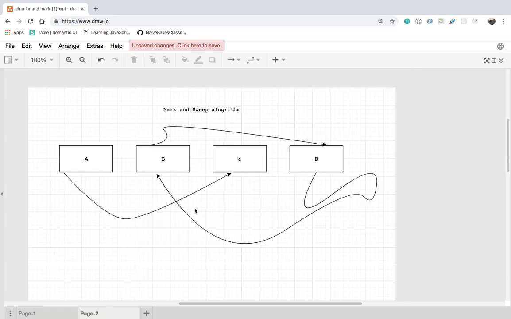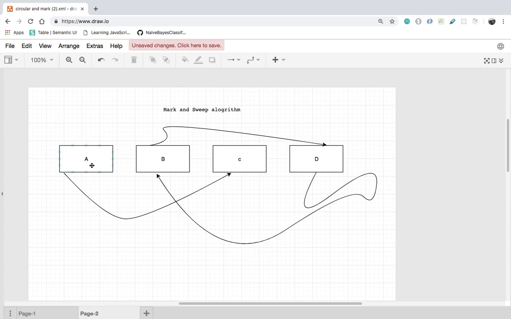In this video, we shall talk a bit about the mark and sweep algorithm that modern browsers use for automatically deleting the objects which were not reachable by the reference counting algorithm.